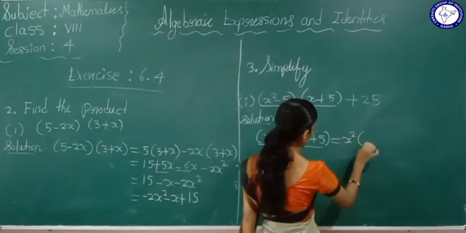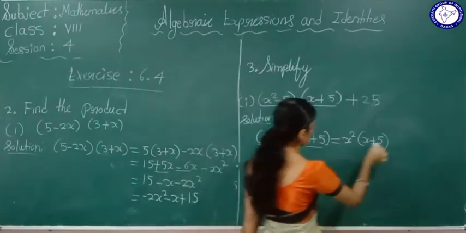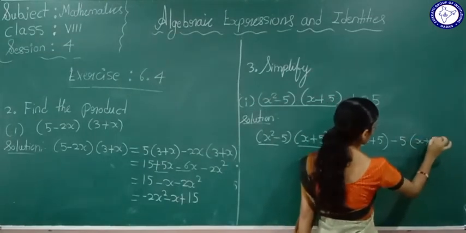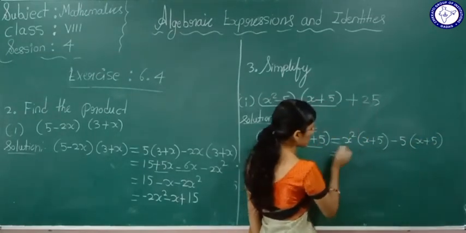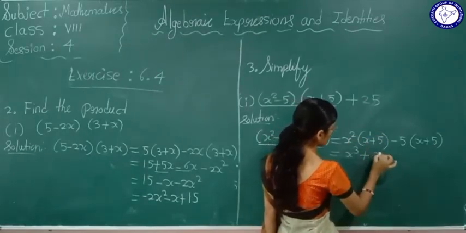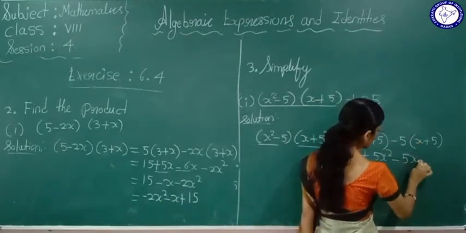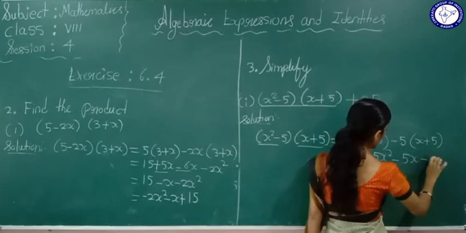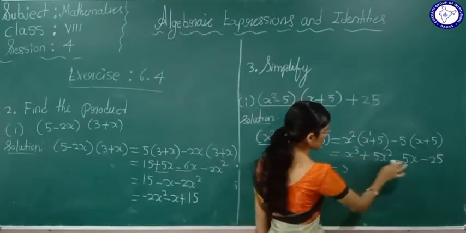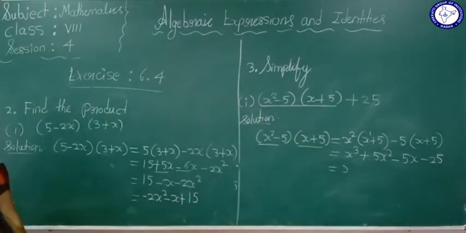x square multiplied by x plus 5. Here minus 5 is there. Minus 5 multiplied by x plus 5. Now do the multiplication. x square into x is x cube, plus 5 into x square is 5x square. Here minus 5 into x is minus 5x, minus into plus is minus, 5 fives are 25. Okay, so it will become, is there any like terms here? No. Okay, means we have to stop here only.